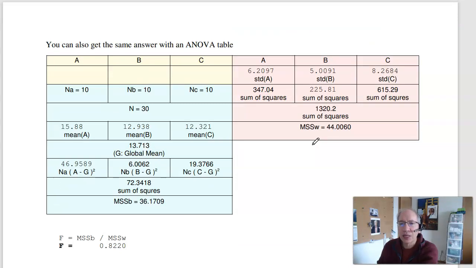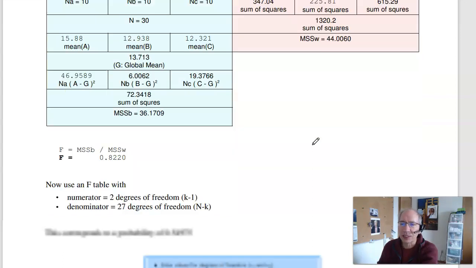You can also do that with a table. Some classes do that. I would just use MATLAB code. Same thing.